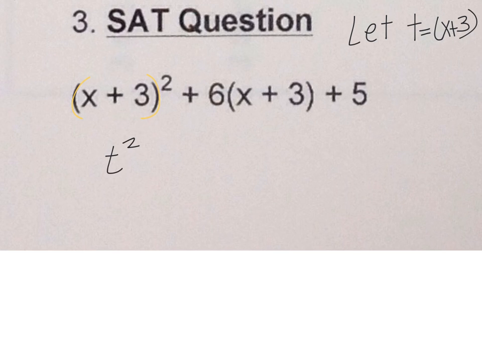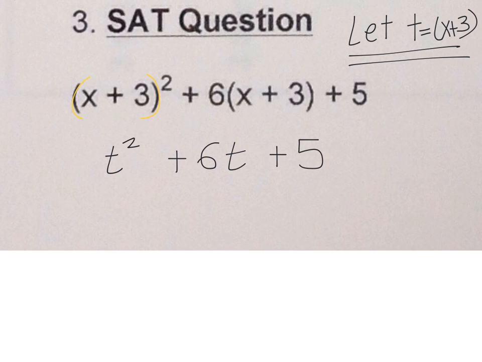And now the t is being squared. Now plus 6. And instead of the x plus 3 over here, I can just put t, because I said let t replace x plus 3. So I can make it easier, and I can actually factor it faster. And I can just copy the plus 5. So do you see how I changed a complicated problem into something that I can solve?